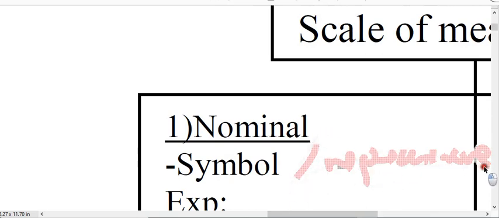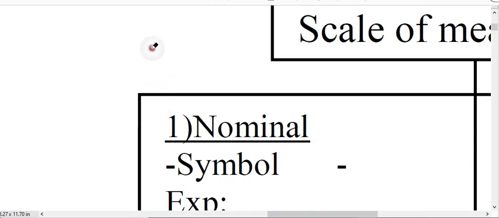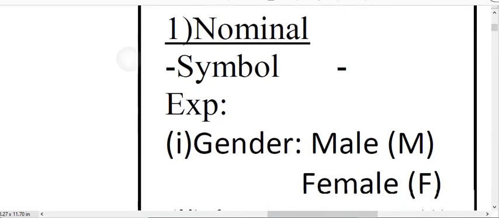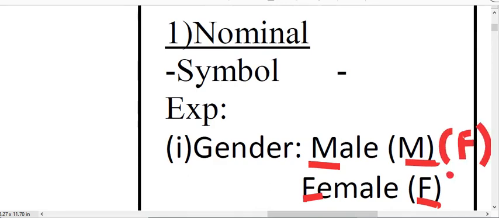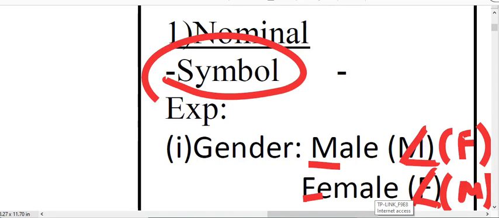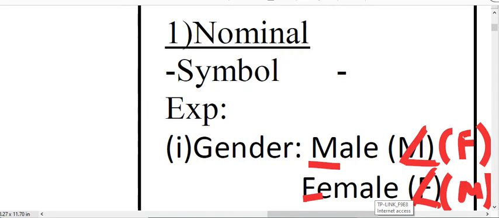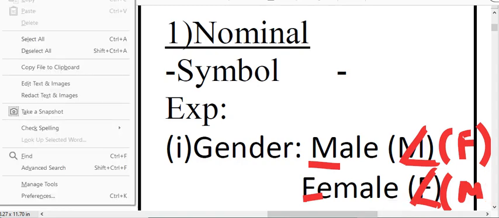For example, gender. You can have M for male, then F for female. Can I have F for male, then M for female? Can, because it's just a symbol. The only thing you need to do is highlight what the symbol actually is. You get what I mean?